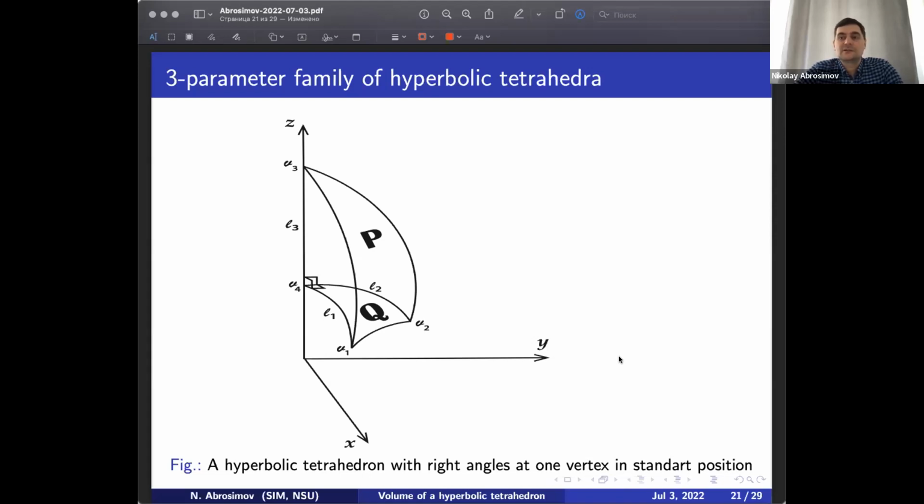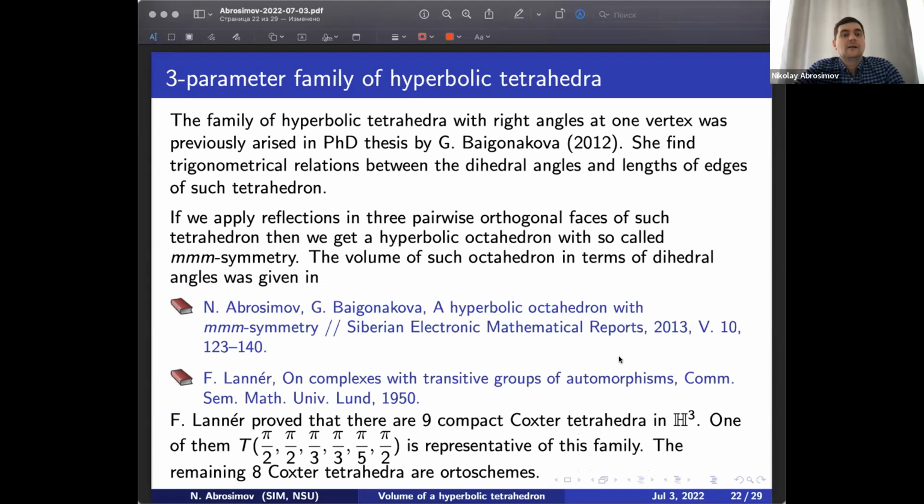This makes our calculation easier, but we still don't lose the generality as well. This family of hyperbolic tetrahedra was previously raised in the PhD thesis by Galia Bayganakova in 2012, where she found trigonometrical relations between the diagonal angles and lengths of the edges of such a tetrahedron.